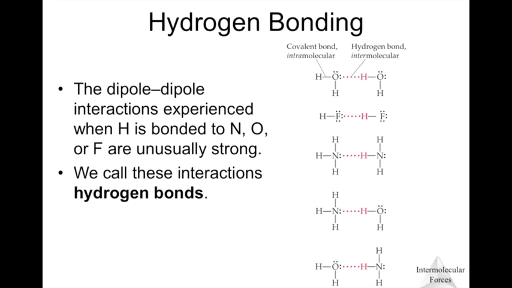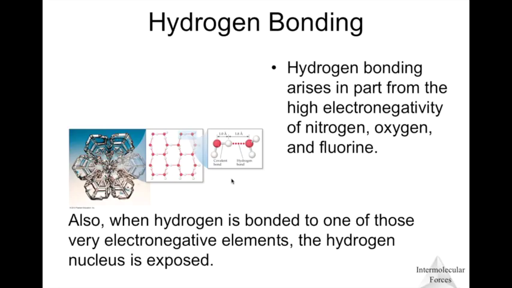Well, that is caused by a special kind of dipole-dipole interaction called hydrogen bonding. This happens when hydrogen is bound to nitrogen, oxygen, or fluorine. You get this unusually strong bond, called a hydrogen bond. Basically, this is because of the high electronegativity of nitrogen, oxygen, and fluorine, so they can pull those electrons pretty closely and create a stronger bond. And additionally, hydrogen only has that one electron, and when you pull that one electron away, the nucleus is exposed, so it creates an even stronger bond that way.